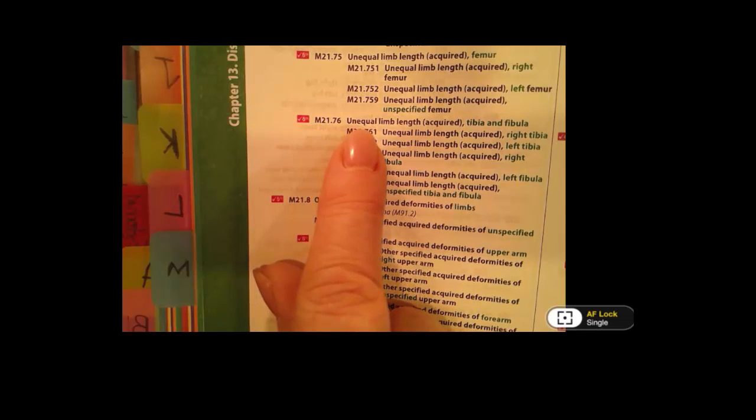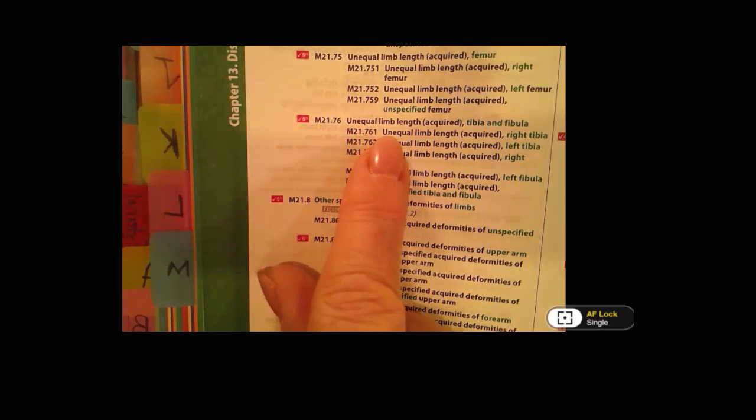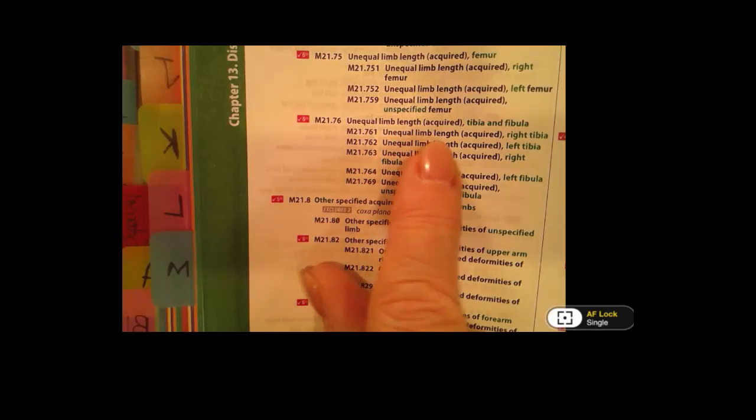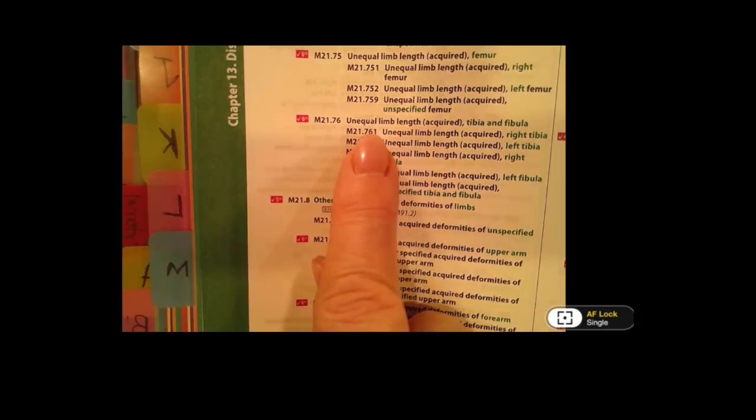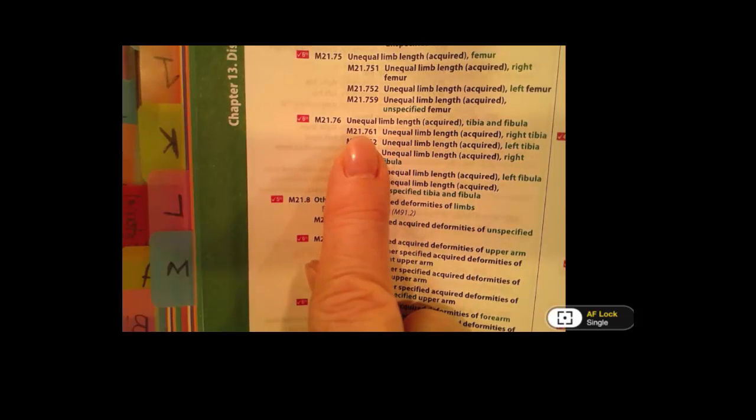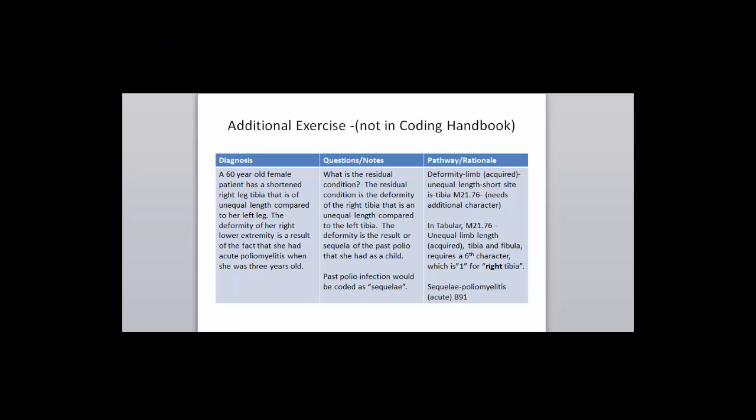So we're going to read through these subterms and codes until we get to what we want. And in this case, the first one is what we want. It's her right tibia. So our full code is M21.761. The next thing we have to look for is the sequela of the polio. So that is going to be the main term sequela, subterm poliomyelitis, B91.